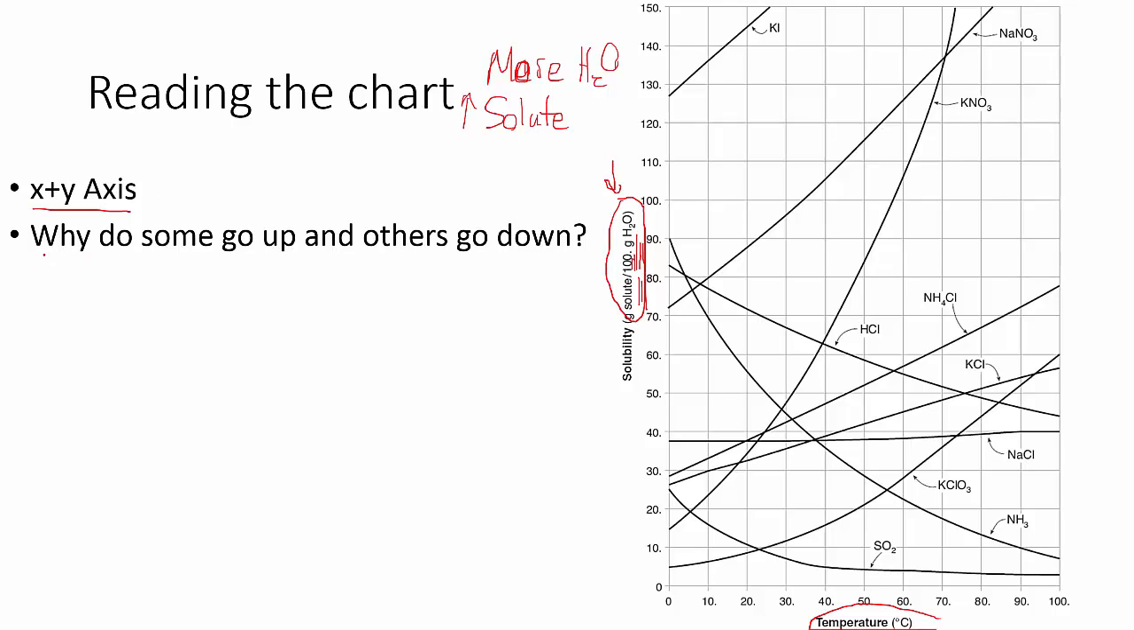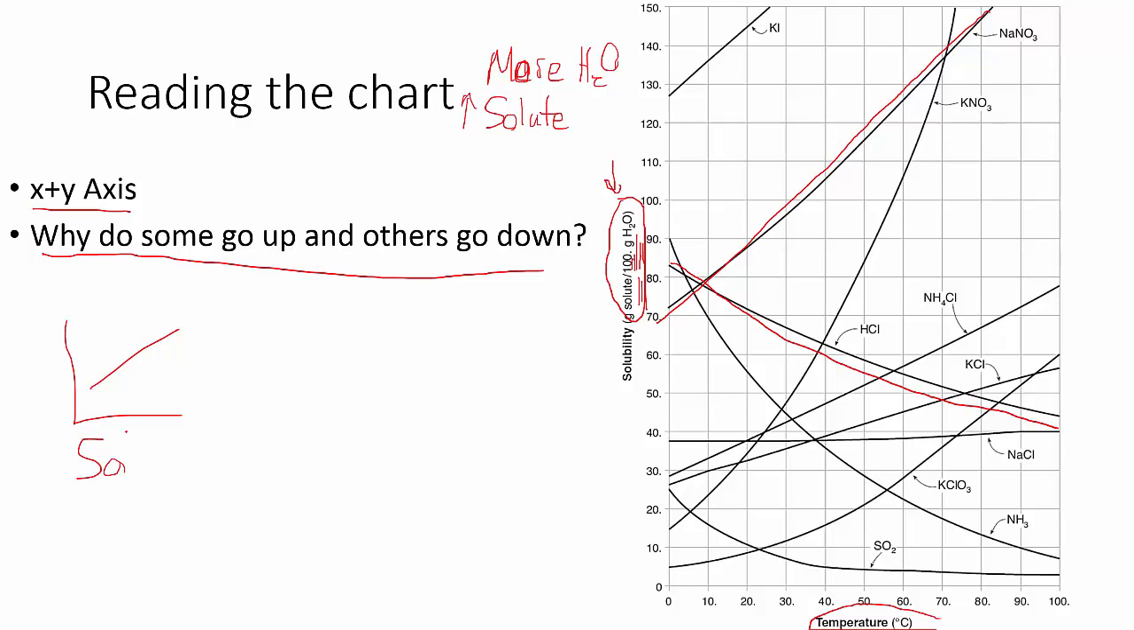So question here is, why does some go up and others go down? So if you take a look, for example, NaNO3, that one goes up as temperature increases. But if you take a look at like HCl, it goes down as temperature increases. So let's think about this. What kind of solutes increase solubility as temperature goes up? Solids.